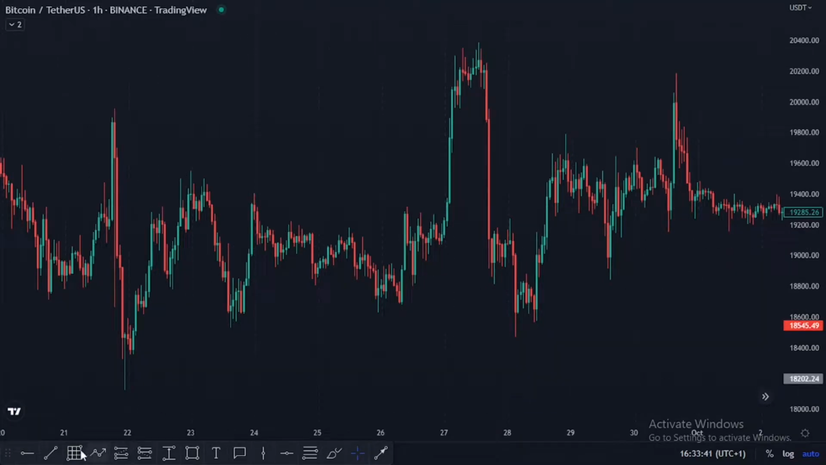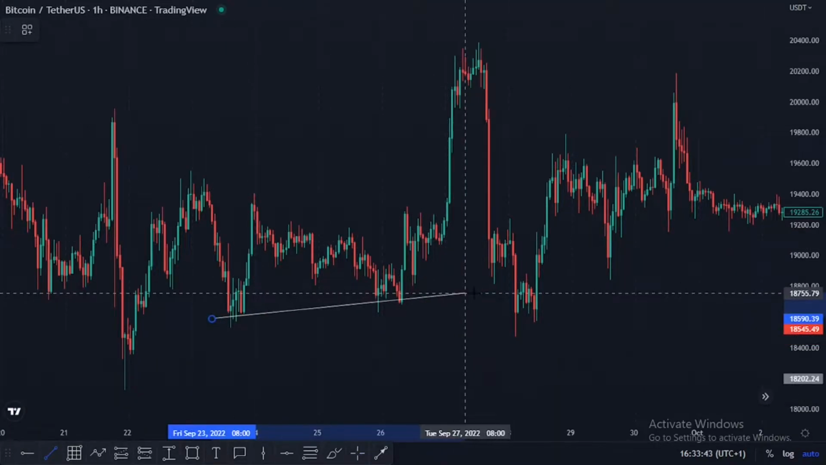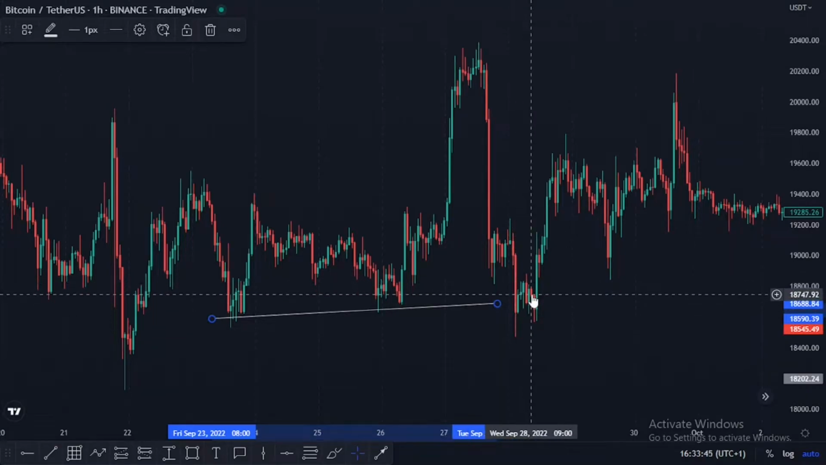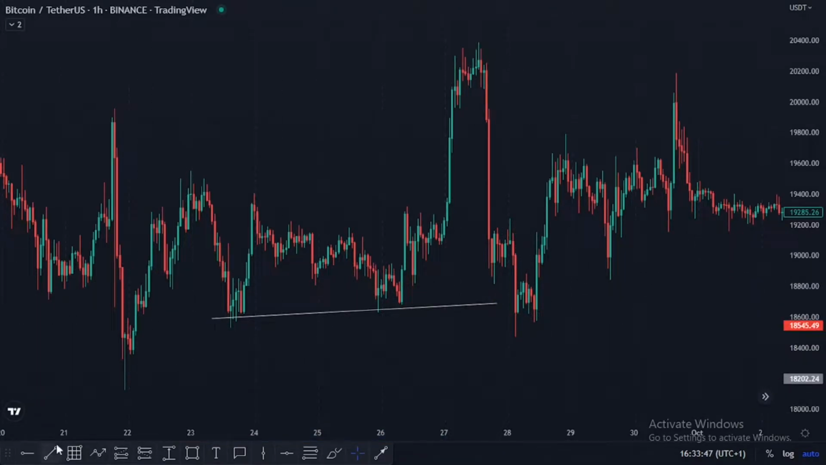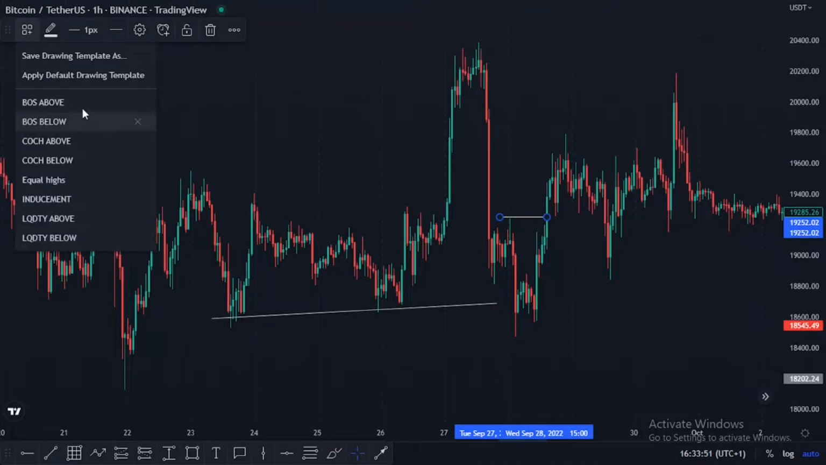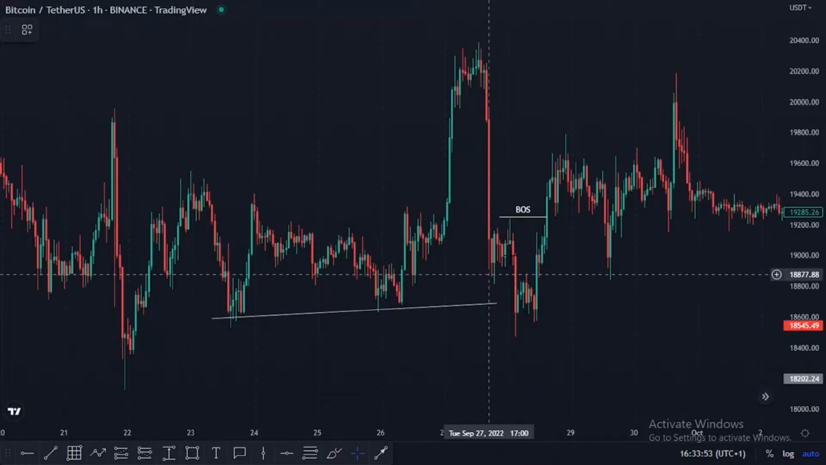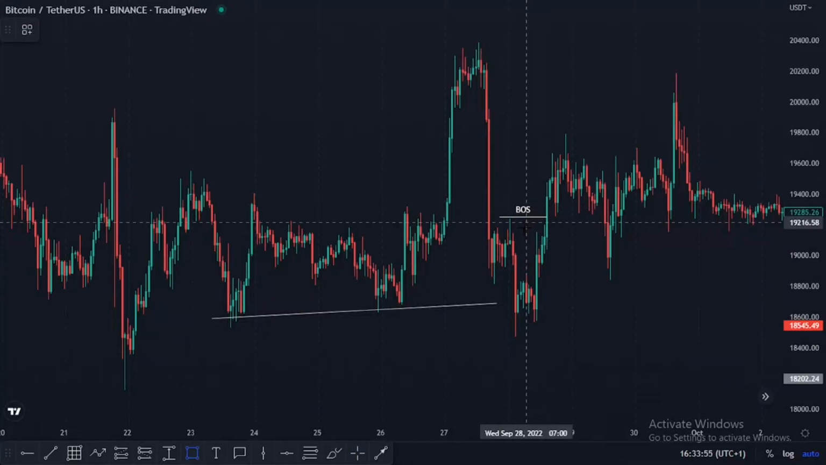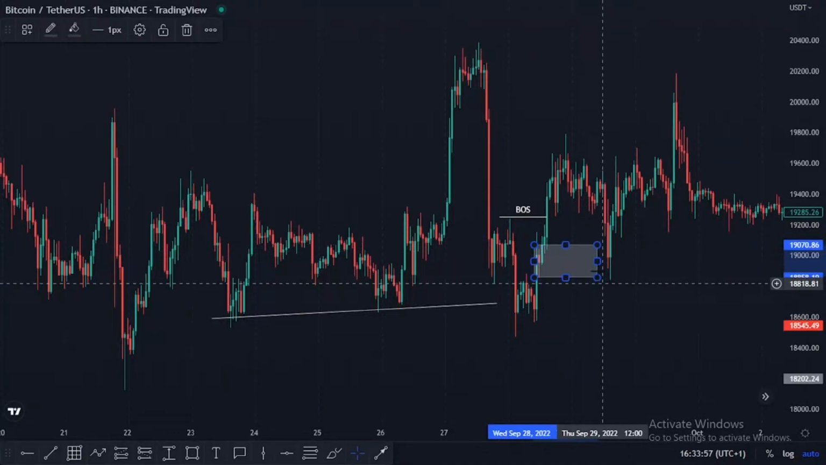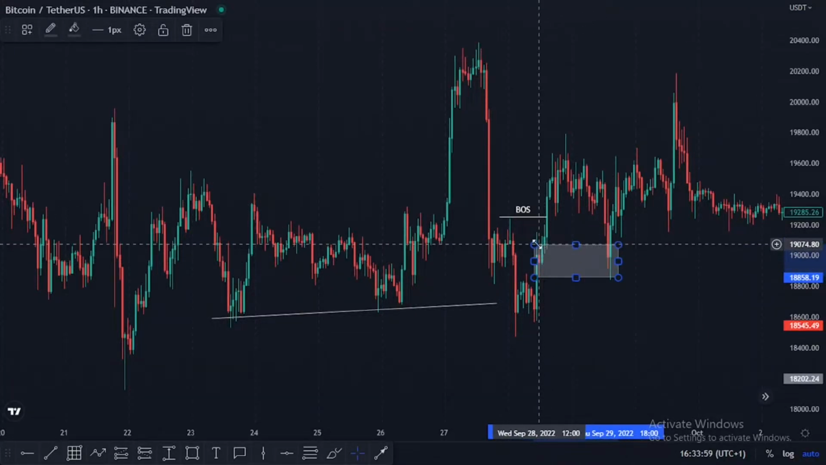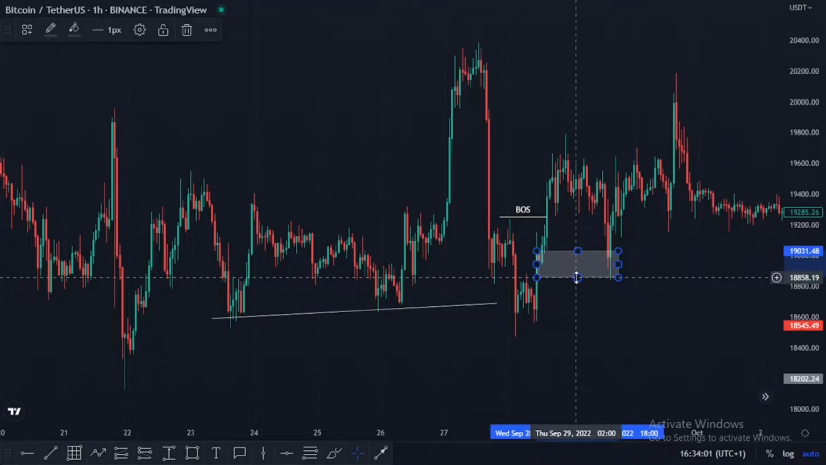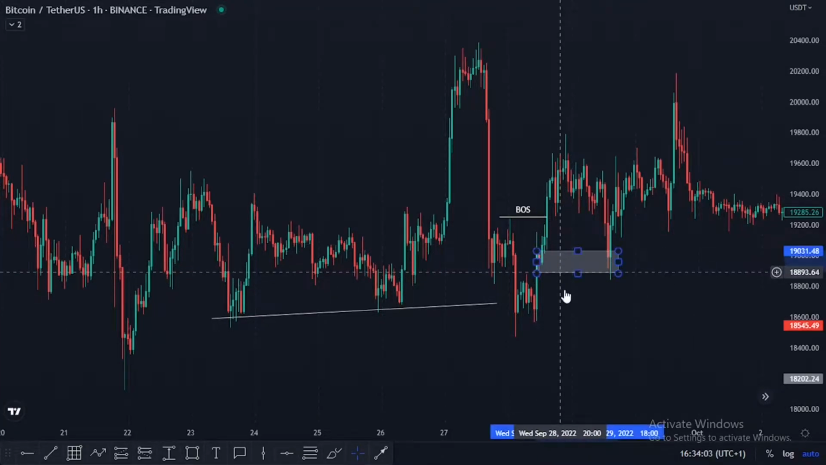Now look at everything that has happened here. We can call this a liquidity grab, and now this is a break of structure over here. We have the break of structure, and the next thing is the demand zone. So we have two demand zones here. We have the demand zone here, and then we have another demand zone right below it, like this.